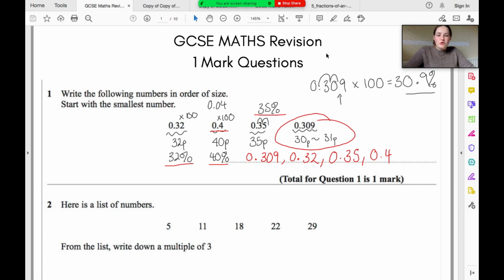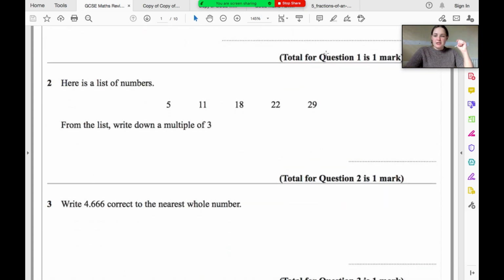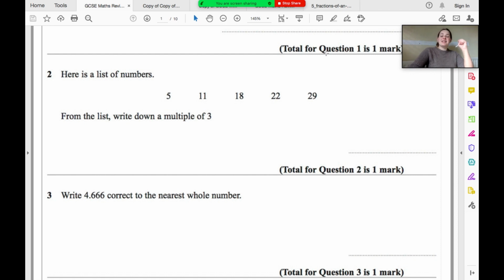Okay, so let's move on to the next question. And for this one, we have a multiple question. It says here is a list of numbers 5, 11, 18, 22 and 29. And from the list, write down a multiple of 3.